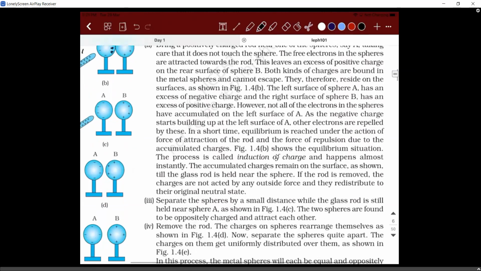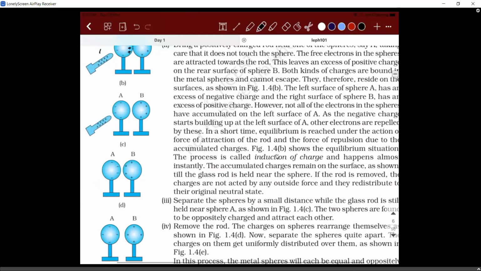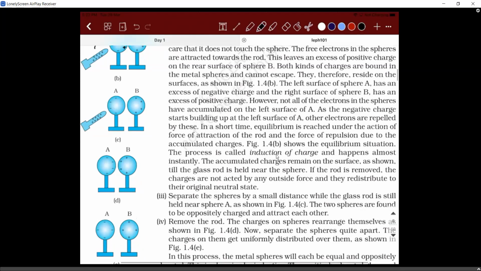In the third step, what is happening? Once you start separating the spheres by a small distance, while the glass rod is still held near sphere A, the two spheres start behaving like opposite charges, meaning they will try to come close to each other. Naturally, if you leave them, they'll try to come close, but you're forcefully separating them. You're not removing the glass rod. Are you able to understand that? Now what will happen once the glass rod is removed?